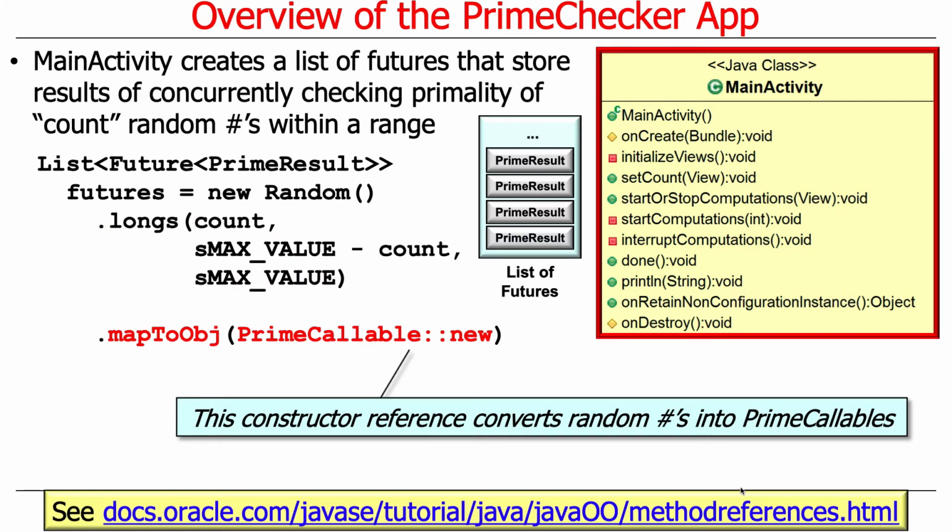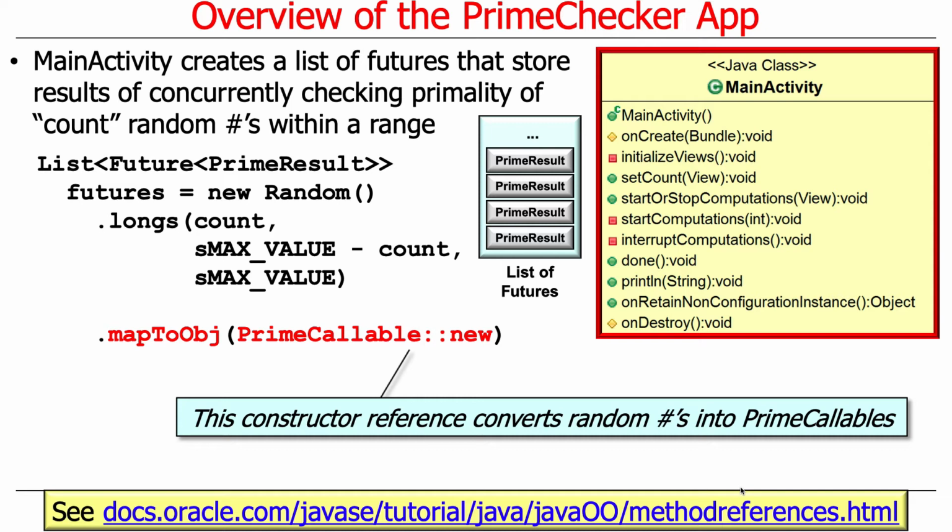We then take that range of large prime numbers, large random numbers, and we call mapToObj. So mapToObj is a Java stream intermediate operation that will take a stream of, in this case, longs, and then map them to objects.